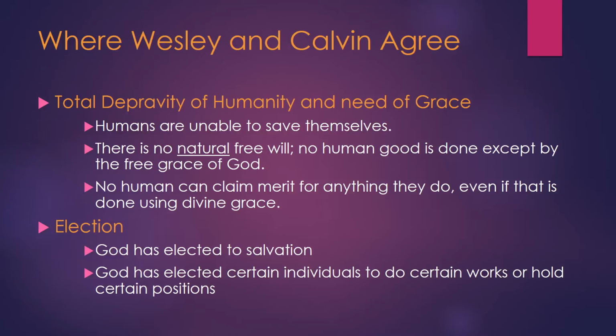Wesley and Calvin are also going to agree on election, that God has elected people to salvation, and that God has elected certain individuals to do certain works or hold certain positions. You might understand this better as calling. God has called certain people to be pastors, bishops, and missionaries. Elected is just another language for that here. And with the elected to salvation, it's simply that God elects to save people. And they agree on that point.